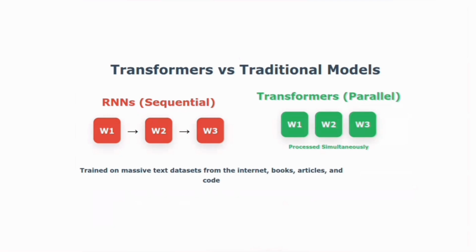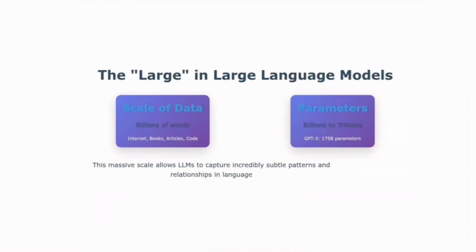They are transformer models trained on colossal amounts of text data, billions of words from the internet, books, articles, code, and more. The "large" in LLM refers to two things: the scale of the data they're trained on and the number of parameters they possess. Models like GPT-3 have billions, even trillions of parameters, allowing them to capture incredibly subtle patterns and relationships in language.